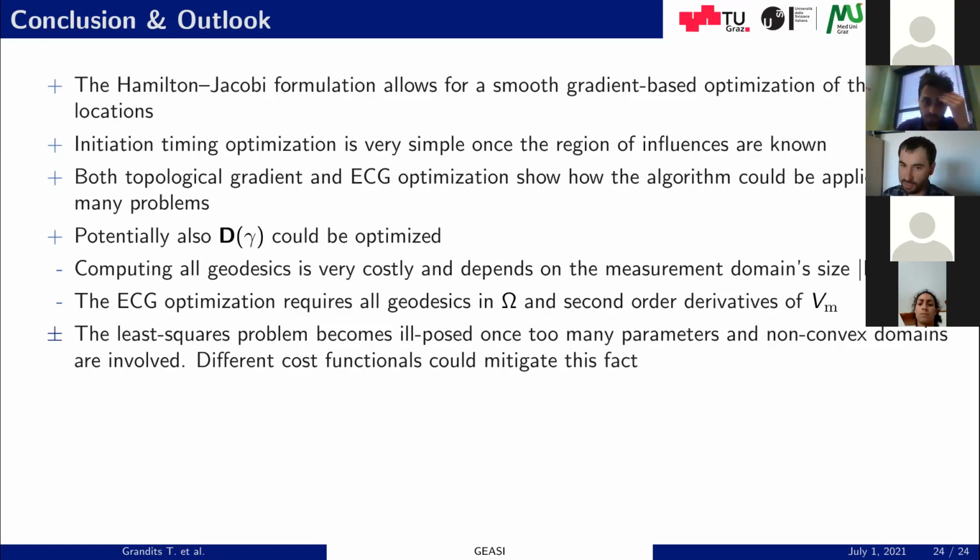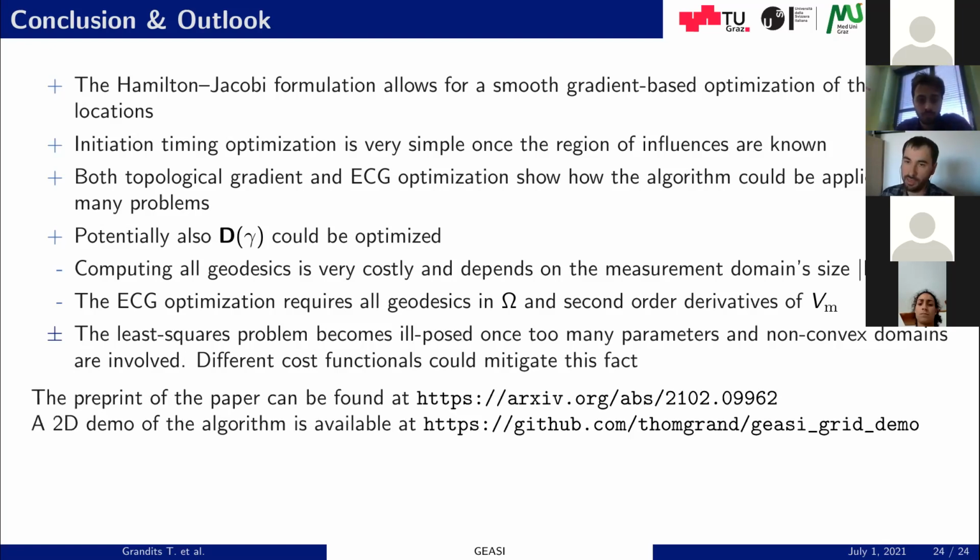In case you're interested in the paper, you can check it out on arXiv. It's been accepted, but it will be published in a few days, so the version is not online yet. And also, if you're interested in a 2D square domain example, you can find it on my GitHub repository to try out. So thank you for your attention, and I'm looking forward to your questions.